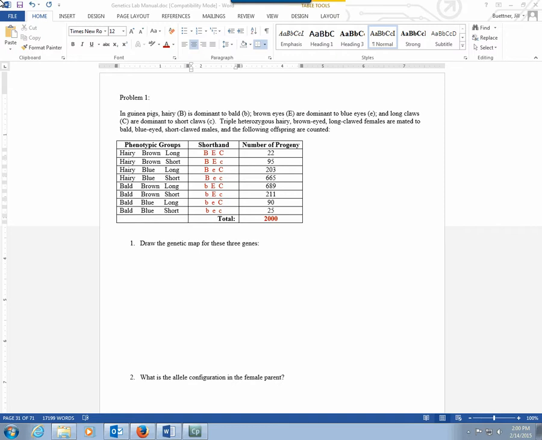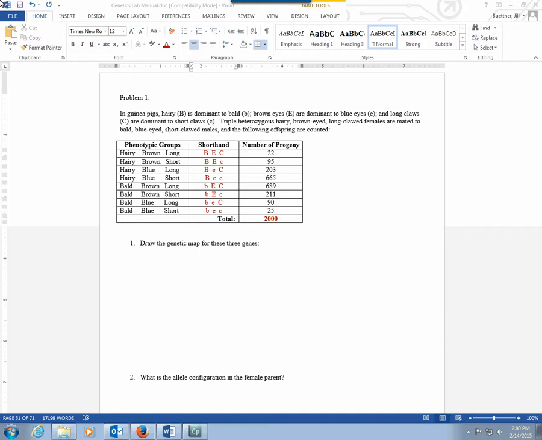On this problem, I've already filled in the shorthand notation for the alleles that are coming into the offspring from the mother's gamete. Of course, the father's gamete is always going to bring in a little b, a little e, and a little c, but we're not writing that down on all of these. And so I added up 2,000 offspring.